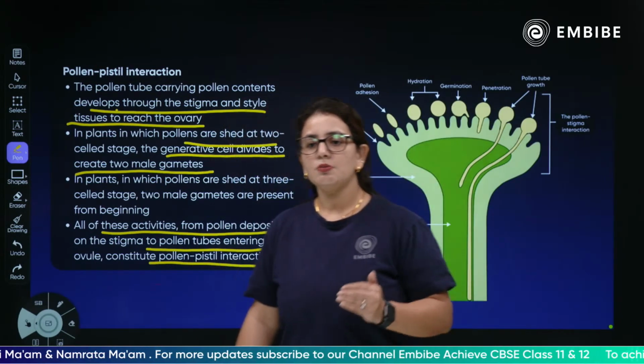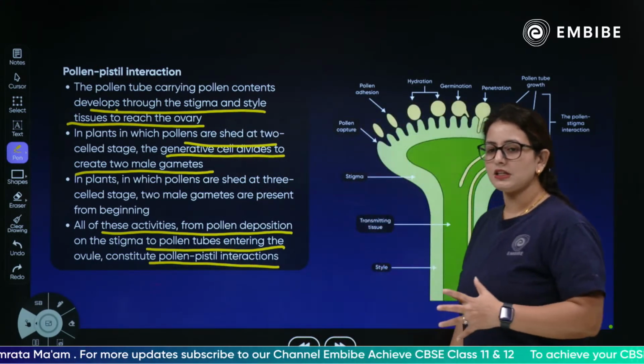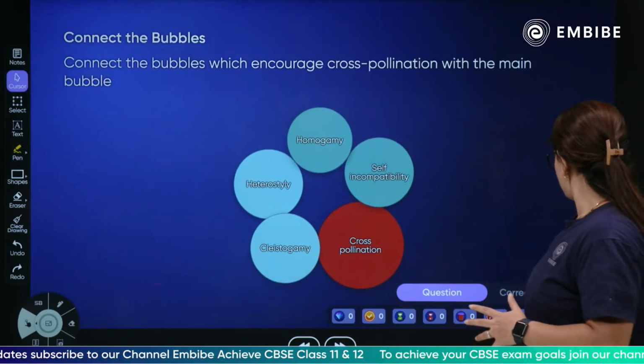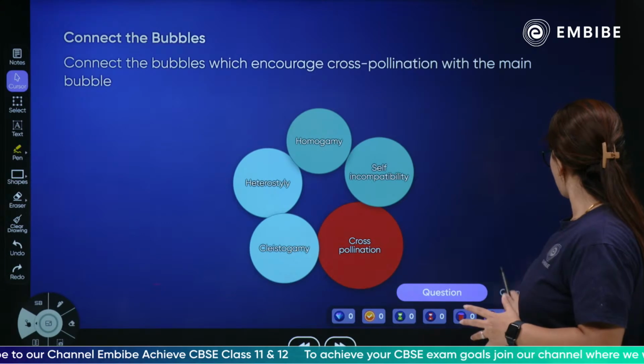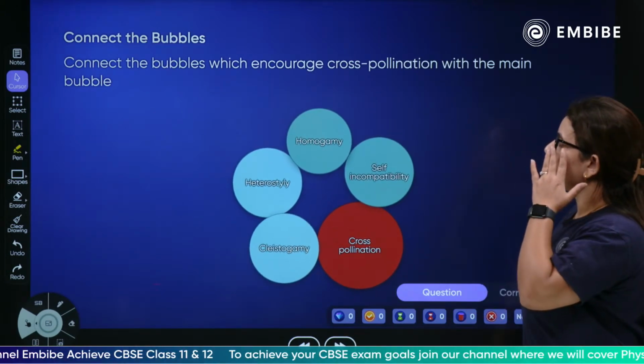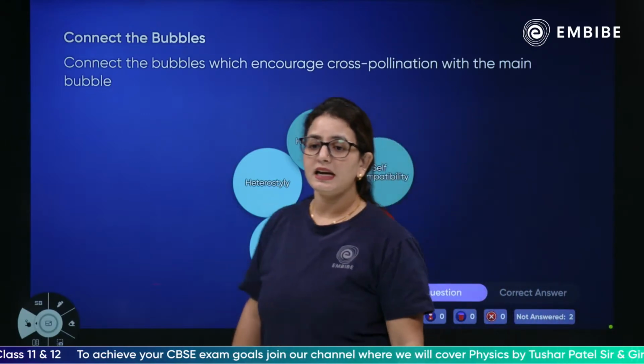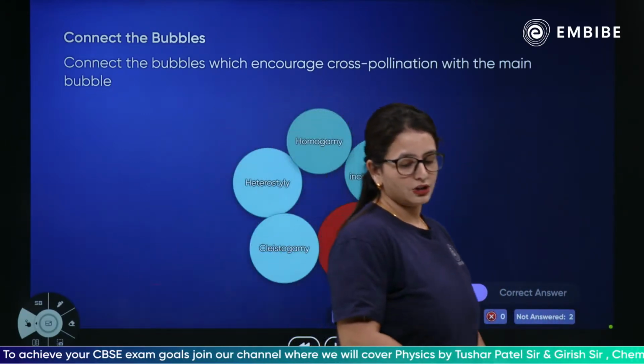Moving on, children, we have had so much discussion about the pollen pistil interaction. Next we have a question for you. You need to connect the bubbles which encourage cross pollination. Which among them is going to encourage cross pollination?